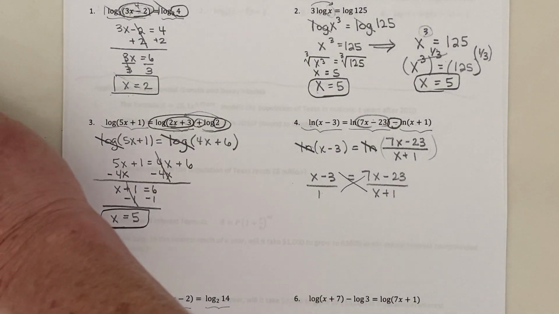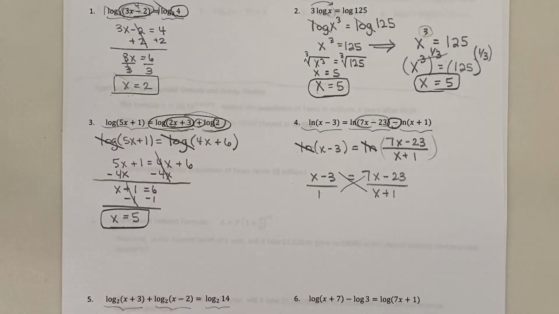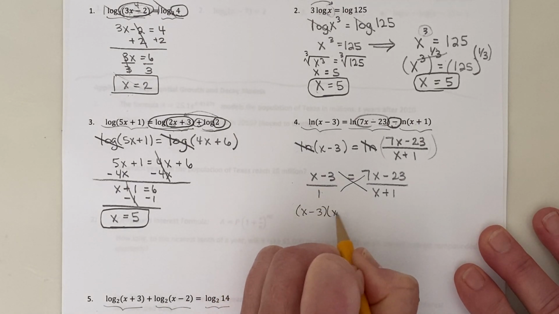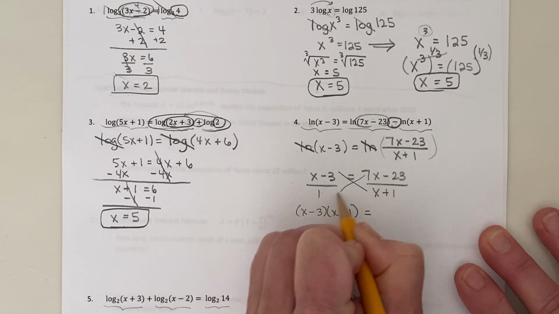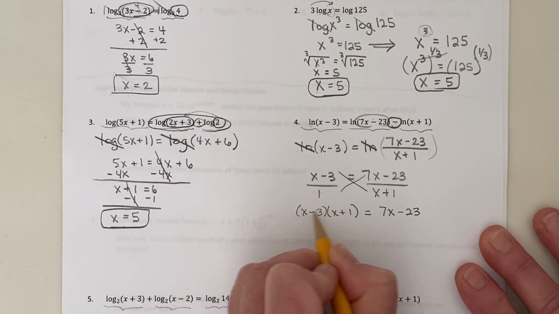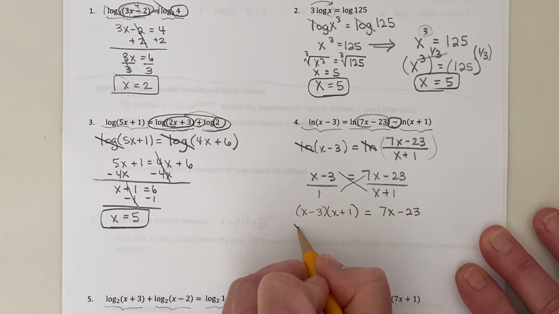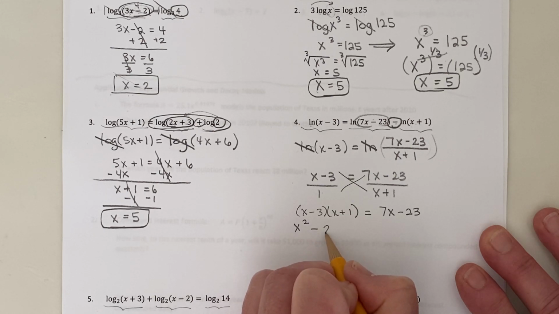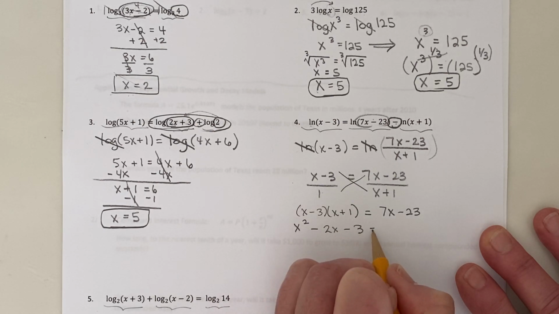So just be careful when you cross multiply here. Ooh, it's going to be a little bit longer. So I'm going to multiply x minus 3 times x plus 1 equals, this cross product is just 7x minus 23. Real quickly, I'm going to FOIL these. I think the result is x squared minus 2x minus 3.